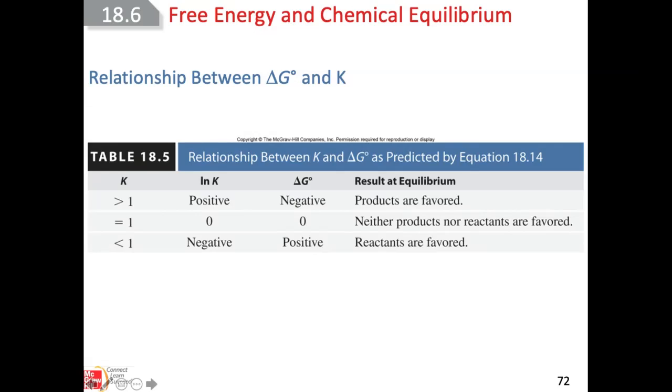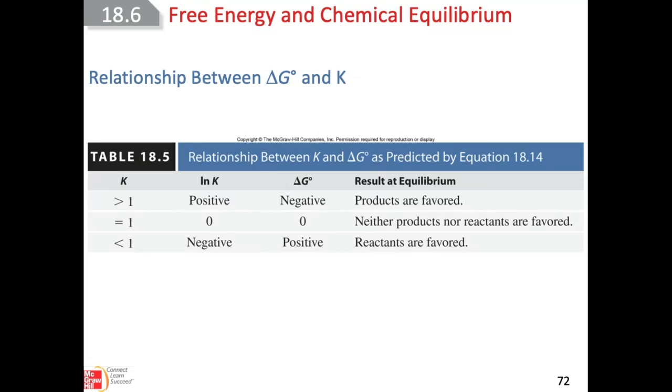If the K equals 1, neither products nor reactants are favored. Delta G standard at this point equals 0, and the reaction kind of is stuck in the middle, when it has almost the same amount of the reactants and the products at K equals 1.